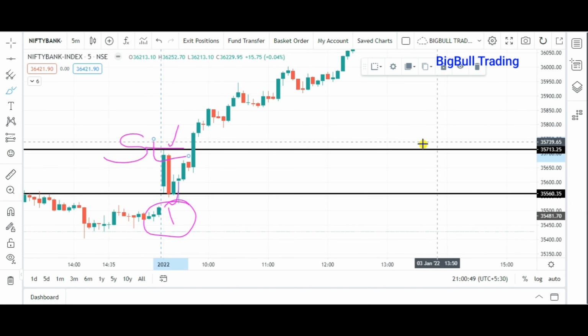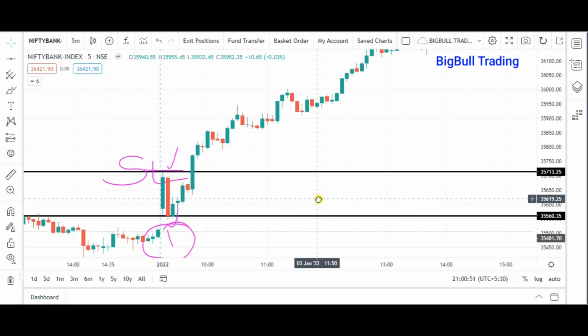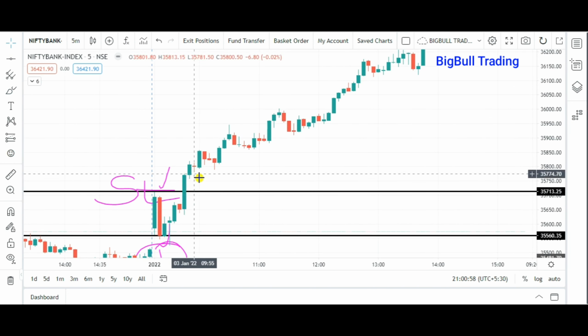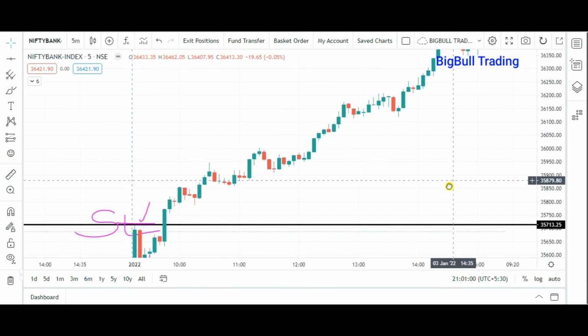Again, you have to take the second entry once the first 5 minute bar is taken out. When you take the entry here, see how much rally you are getting.